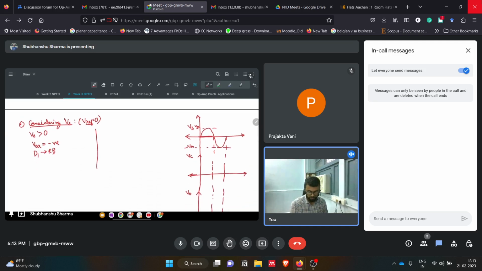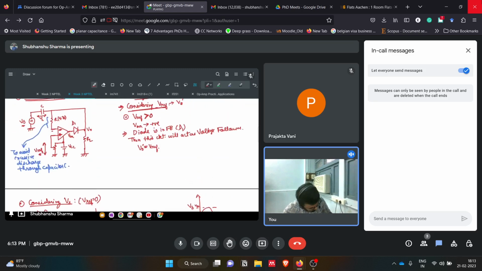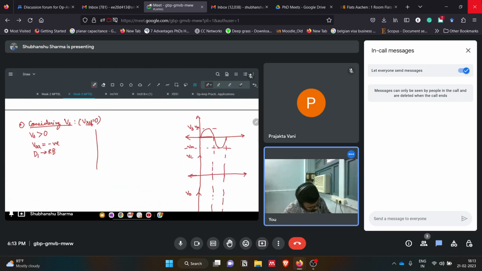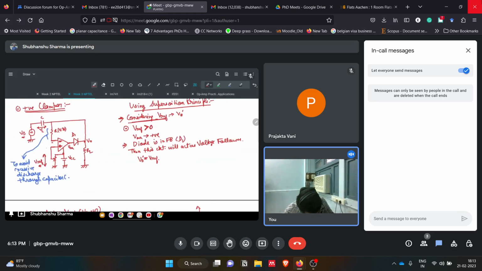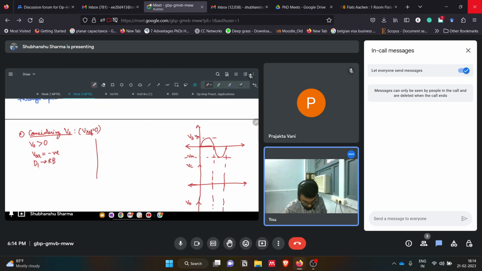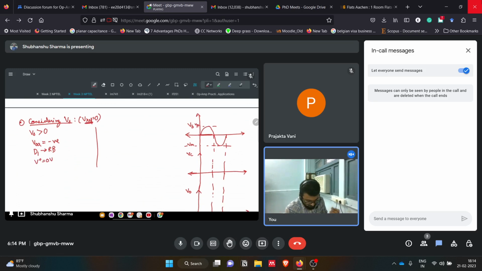So D1 will be reverse biased. Till now it's okay. Now, I will just mark one more thing, or I will make this circuit again. So this is V plus, this is V minus, these terminals. So we know V plus equals 0 volt, as we have not considered Vref here. So Vref is 0, so V plus equals Vref, and it is 0 here.